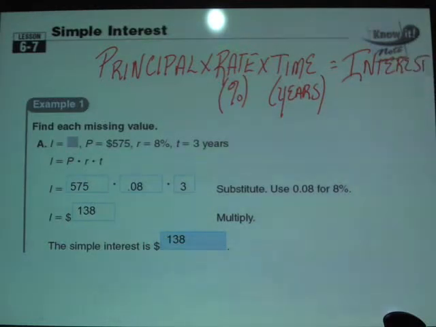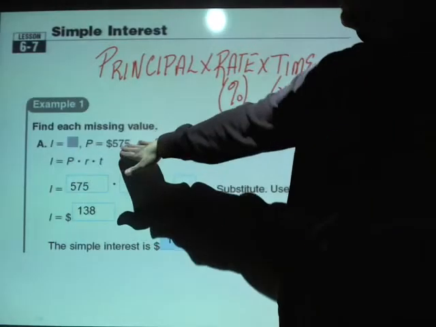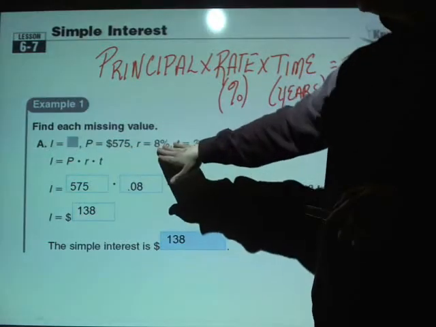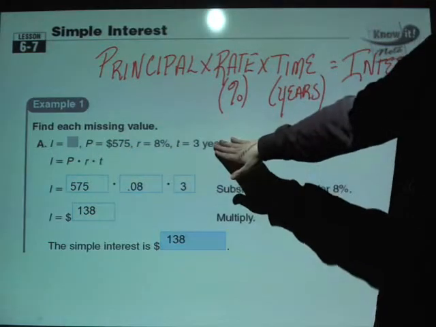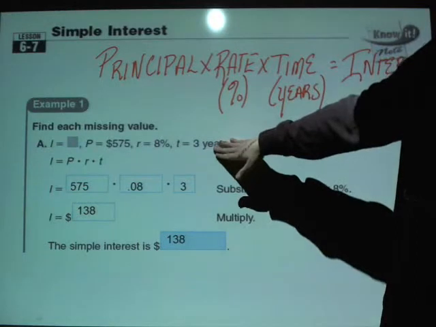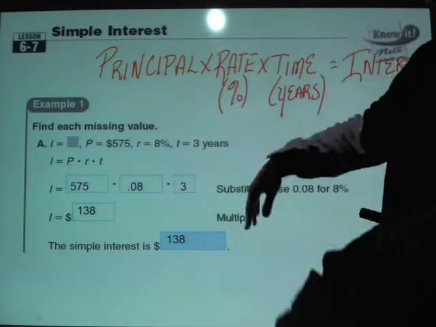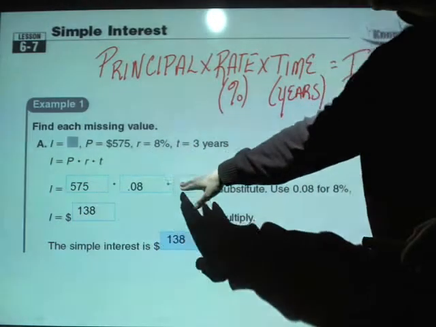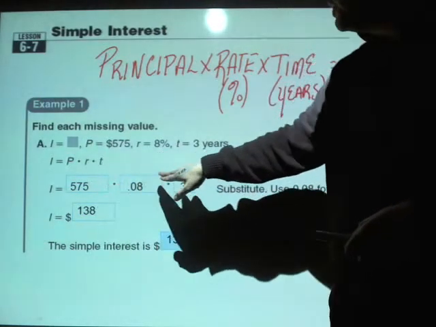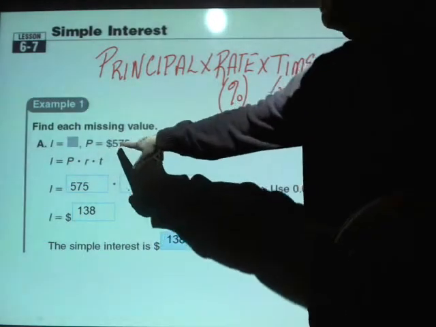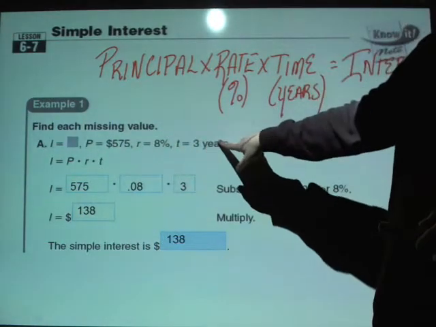So in this question, they told us that the principal was $575, the rate is 8%, and the loan is being out for 3 years. And we're supposed to figure out how much interest that's going to make me here. Well, the formula says I'm going to multiply together the principal, the rate, and the time. So 575, 8%, and 3 years.